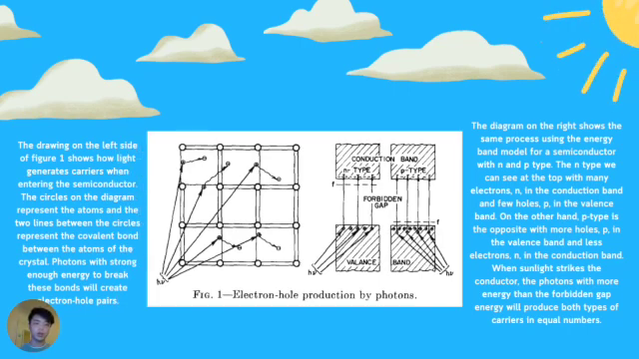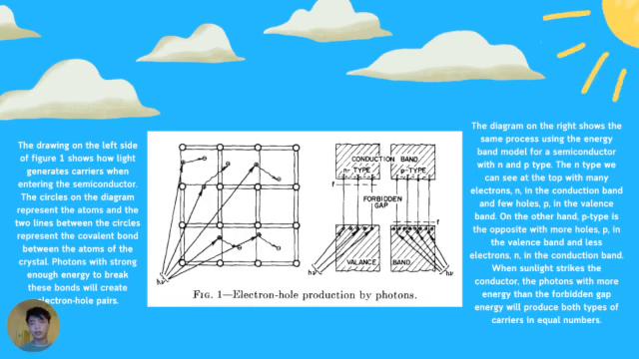Okay, so the drawing on the left side of figure 1 shows how light generates carriers when entering a semiconductor. The circles in the diagram represent the atoms, and the two lines between the circles represent the valence bonds. And when a photon is strong enough, with enough energy to knock one of these valence bonds loose, it will create an electron and hole pair.